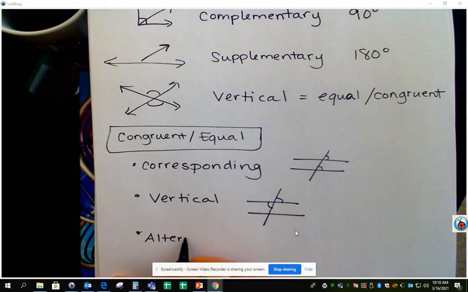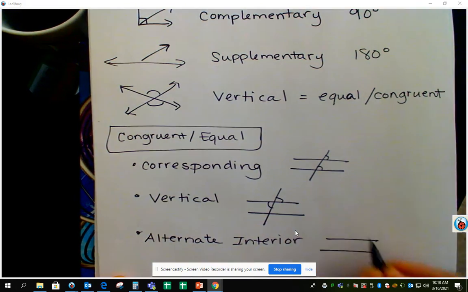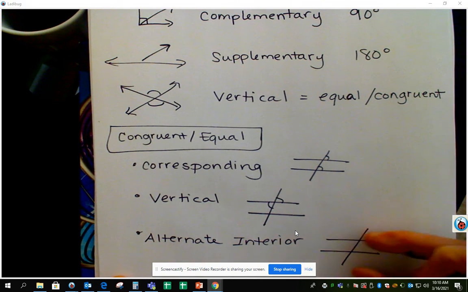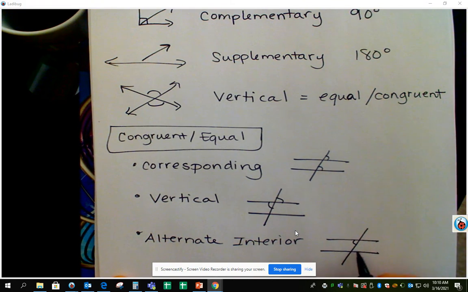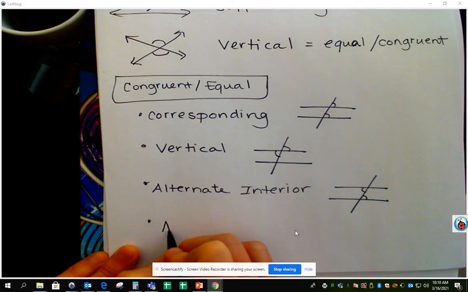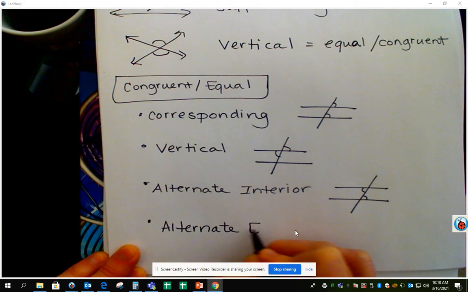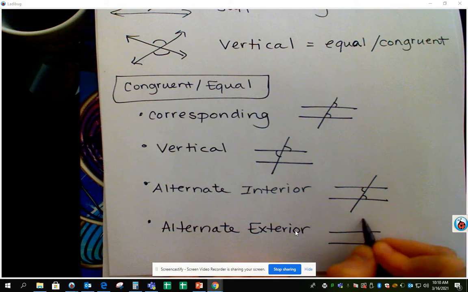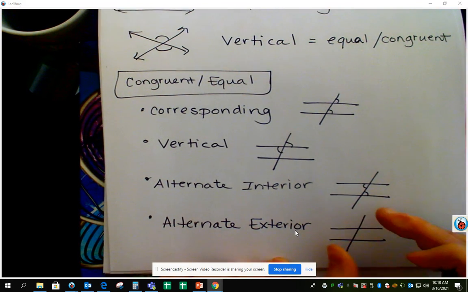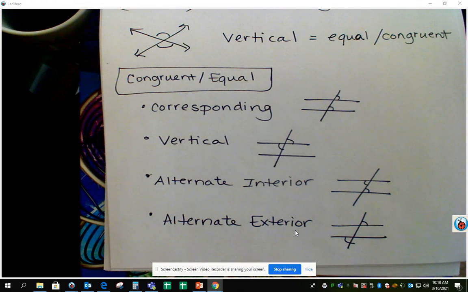Alternate interior. Remember, those are on opposite sides, but inside the parallel lines. So these guys. And alternate exterior. So again, opposite sides, but outside the parallel lines, like that.